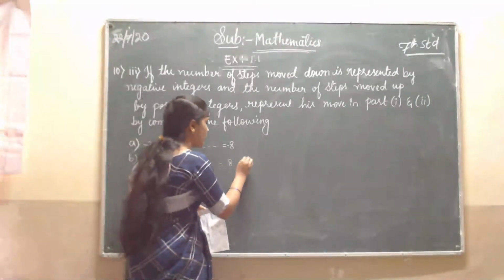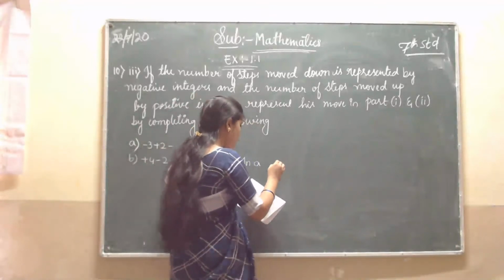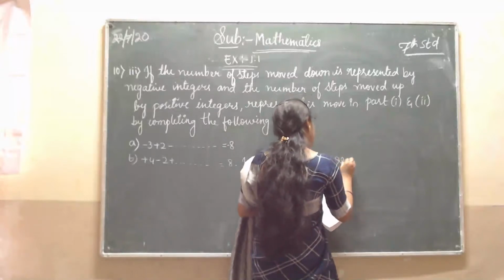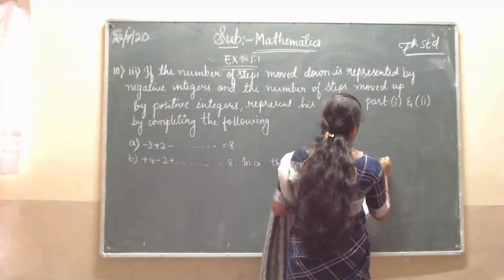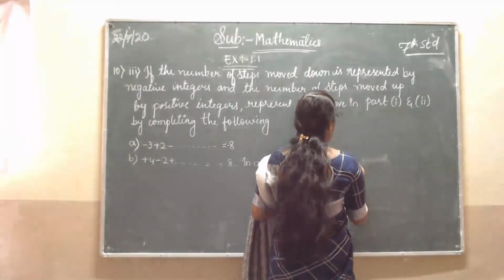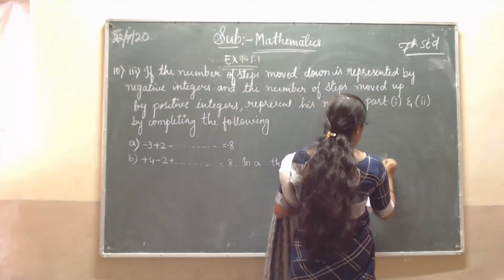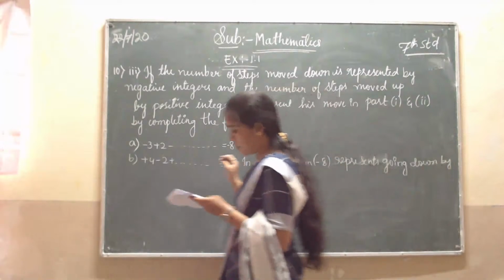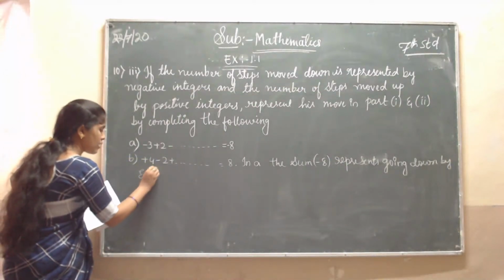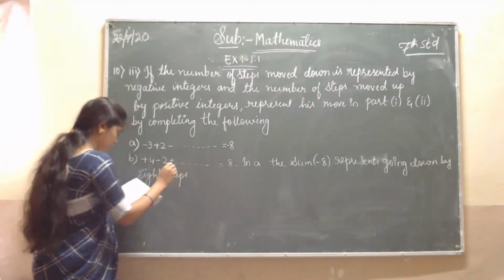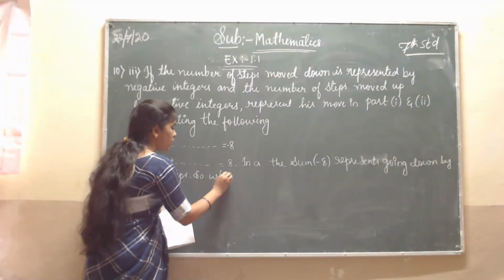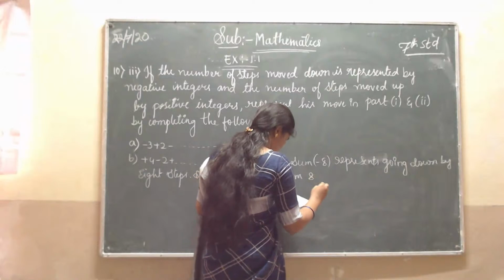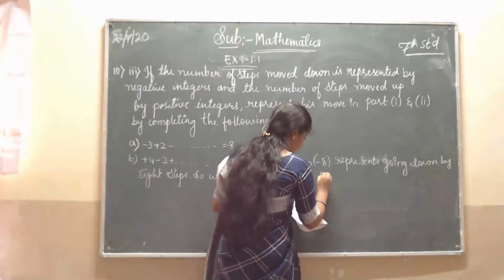In A, the sum, that is minus 8, represents going down by 8 steps. So what will the sum 8 in B represent?